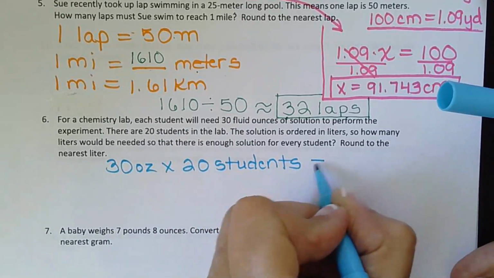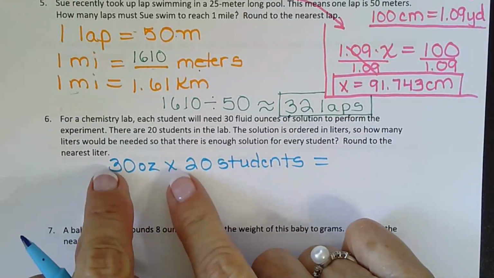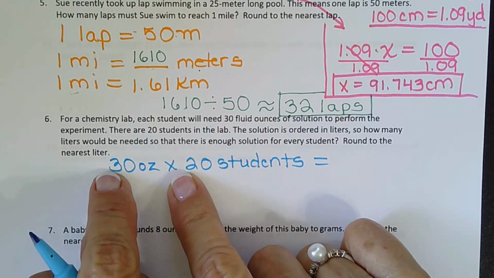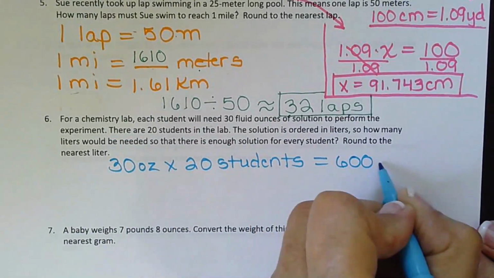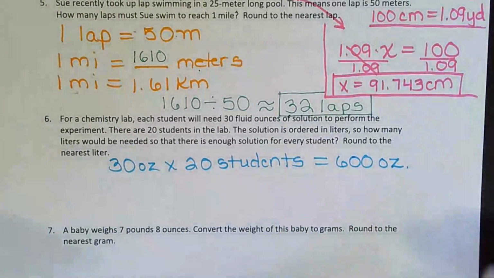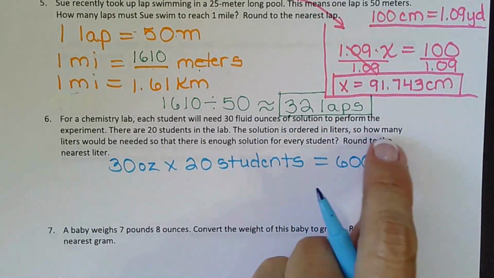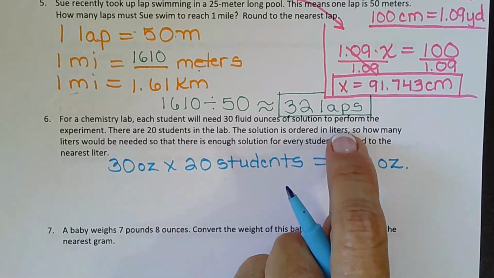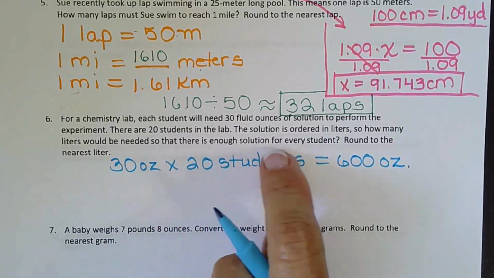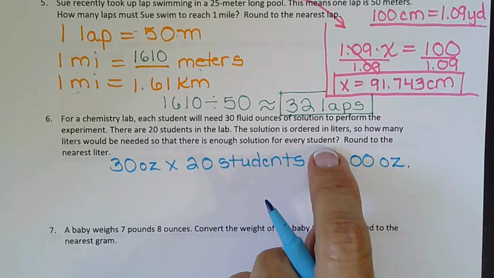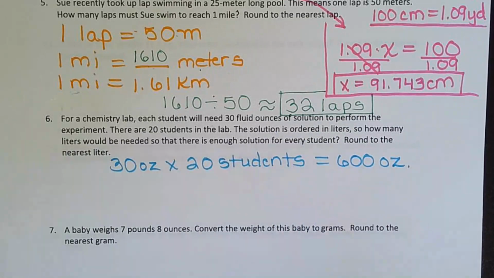And we can use our little shortcut we've learned in previous chapters. 3 times 2 is 6. Add 2 zeros. So we need 600 ounces. But this says we're ordering in liters. So how many liters must be needed so that there's enough solution for every student? It says to round to the nearest liter, but you're really going to have to round up because you need the same amount for each student. But hopefully it's a round up problem.